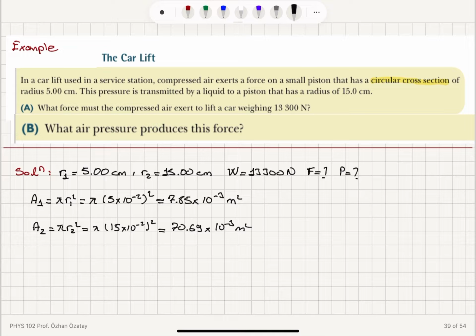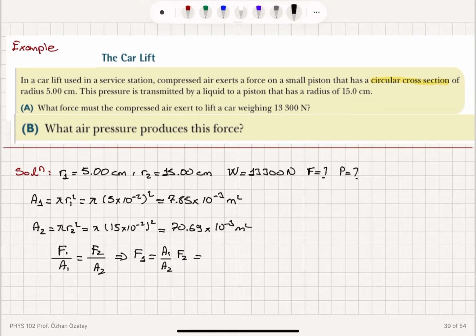Now the pressure on the right side must be equal to the pressure on the left side. This is Pascal's law, because it's transmitted by the liquid undiminished. F1 over A1 must be equal to F2 over A2. So we see that the force F1, the force that the compressed air must exert, should be equal to A1 over A2 multiplied by F2.